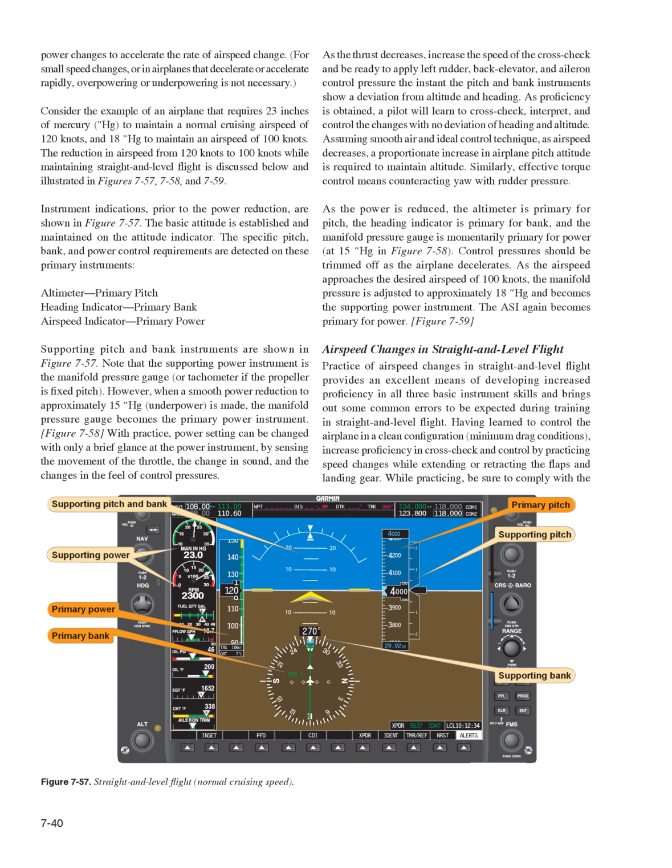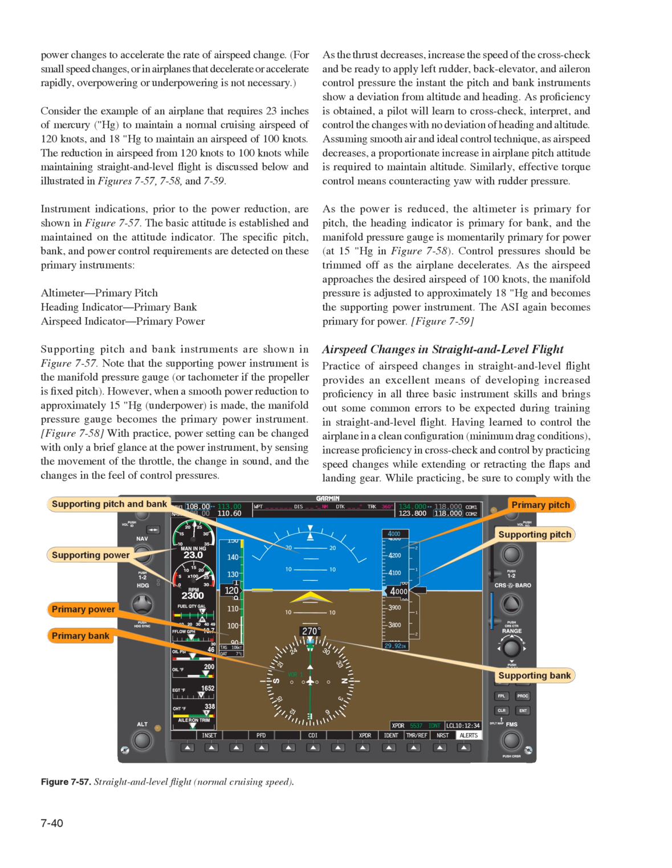As the thrust decreases, increase the speed of the crosscheck and be ready to apply left rudder, back elevator, and aileron control pressure the instant the pitch and bank instruments show a deviation from altitude and heading. As proficiency is obtained, a pilot will learn to cross-check, interpret, and control the changes with no deviation of heading and altitude. Assuming smooth air and ideal control technique, as airspeed decreases, a proportionate increase in airplane pitch attitude is required to maintain altitude. Similarly, effective torque control means counteracting yaw with rudder pressure.